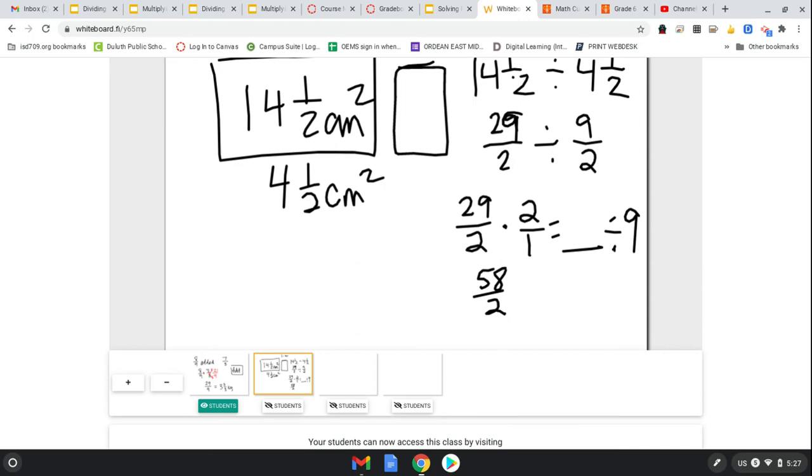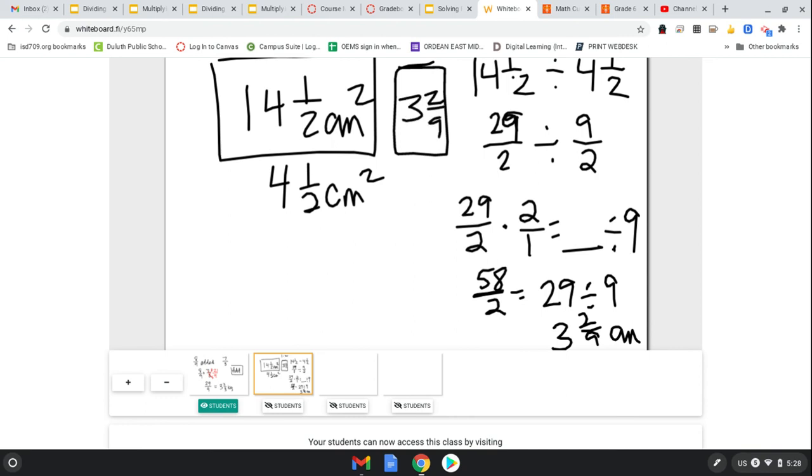Well, I know that 58 halves, or 58 divided by 2, is 29. So I'm going to take 29 and divide it by 9. 9 goes into 29 3 times, which is 27, and I get 2/9 left over. So we know that the missing length is 3 2/9 centimeters.